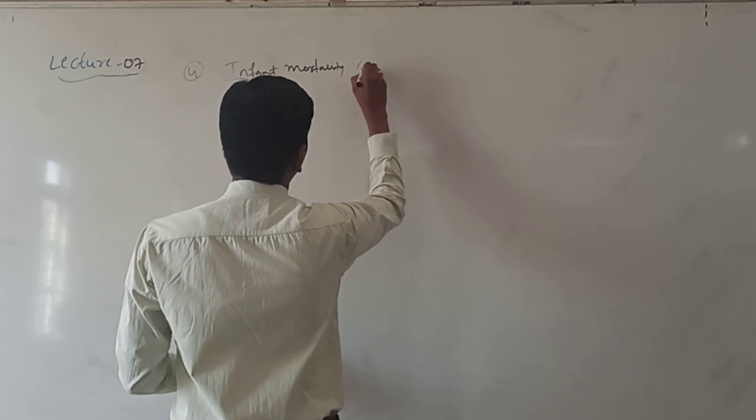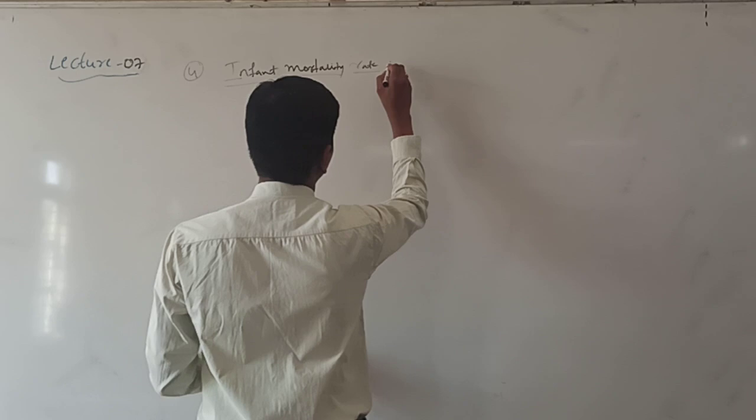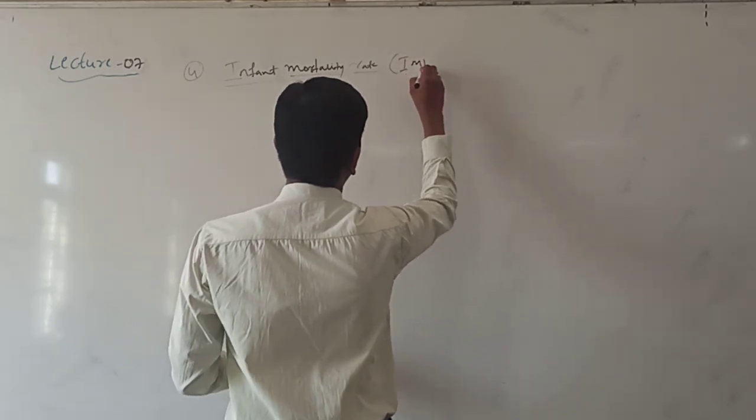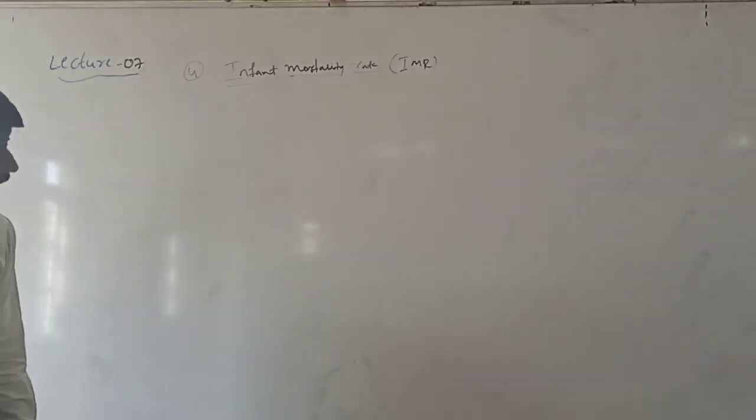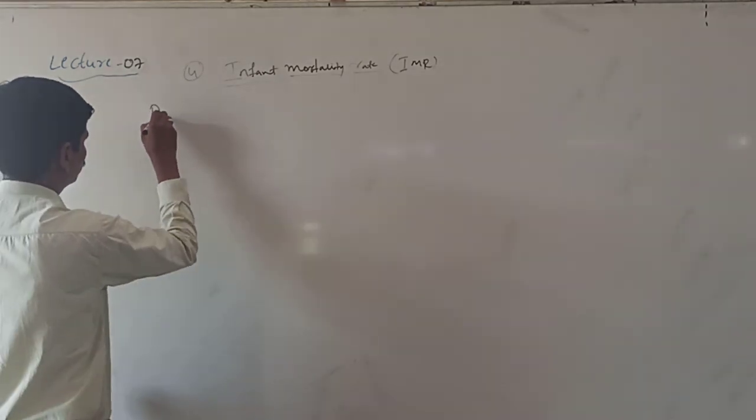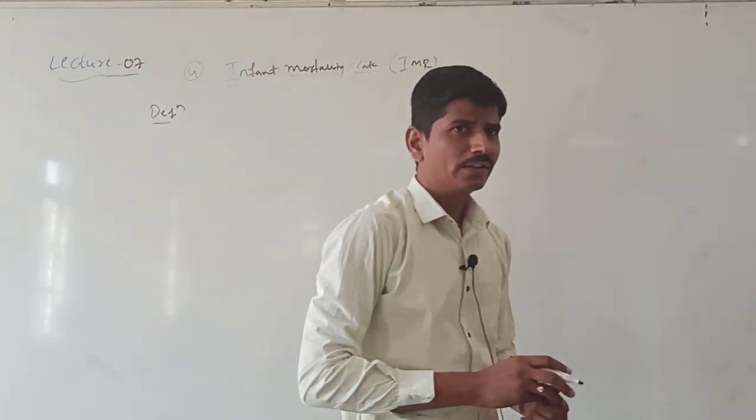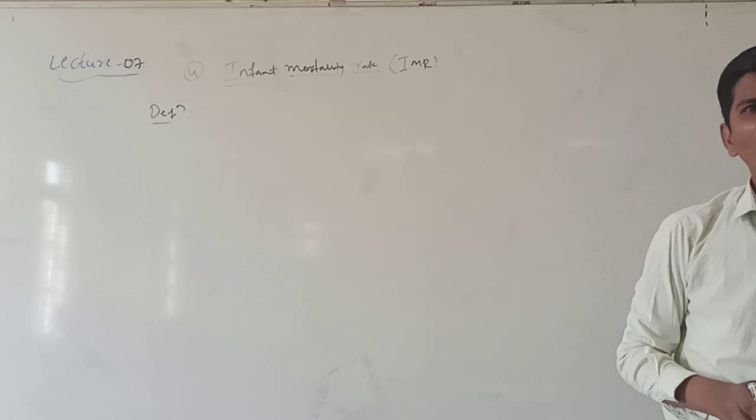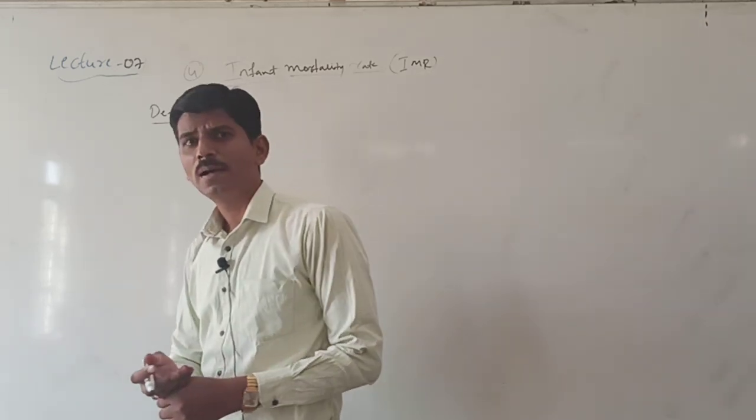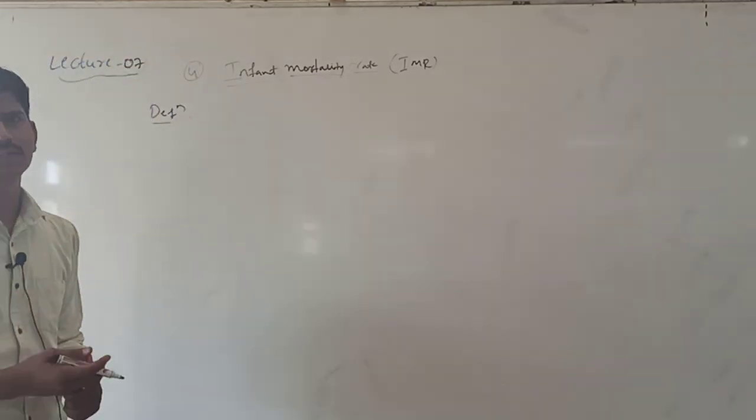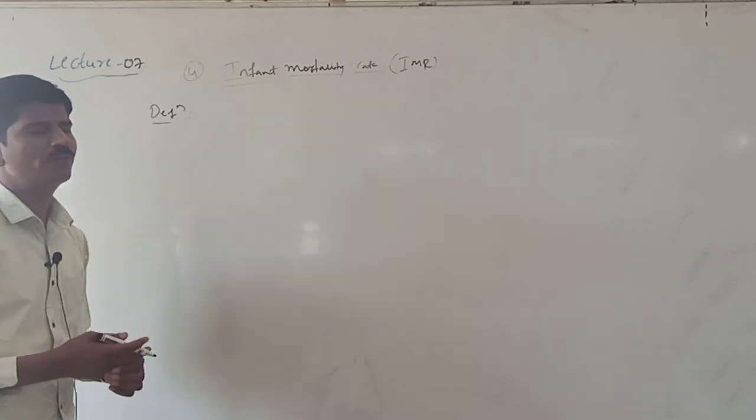Infant mortality rate, IMR. What is the infant mortality rate? Definition: the average number of deaths of infants per 1000 live births in a year is called as infant mortality rate.